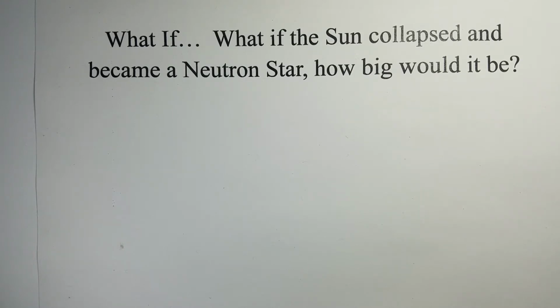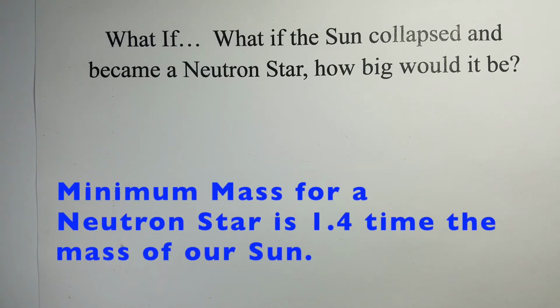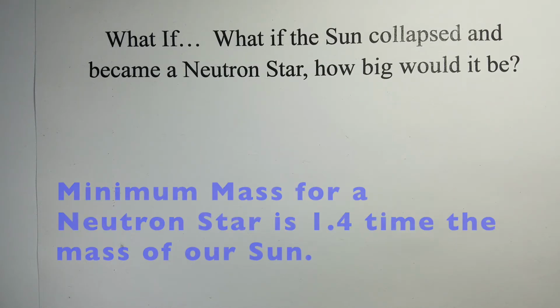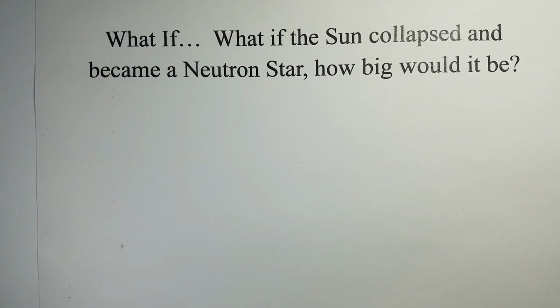What if the sun could collapse and become a neutron star? Like all of a sudden, crunch down and become a neutron star. Now our sun cannot do this. It's not going to happen because the minimum requirement for a star to become a neutron star is about 1.4 times our sun's solar mass. So our sun cannot do this, but we can do a what if. And so let's take a look at this.